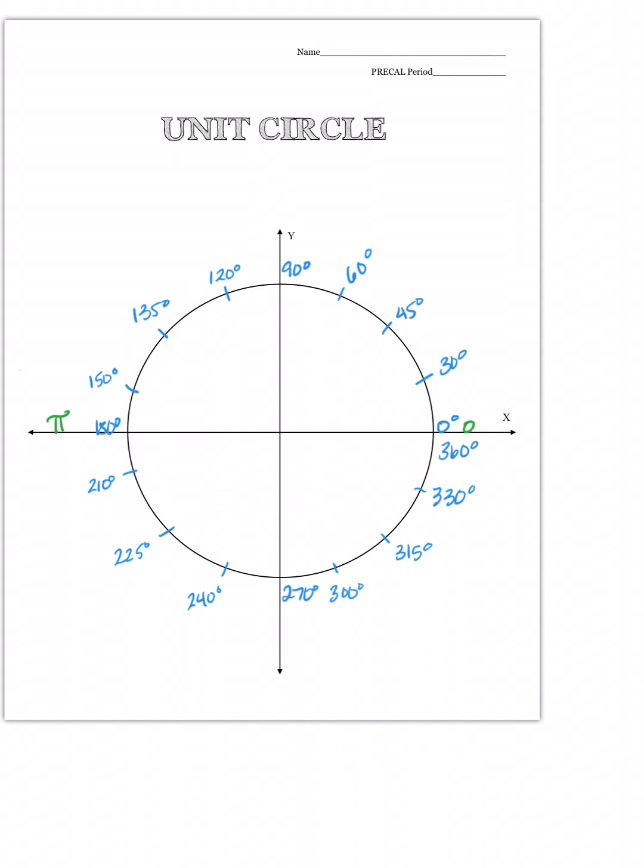180 was pi, remember that? So if we break that in half, that means that 90 is pi over 2. And then anybody remember what 270 was? 2 pi? Almost. 3 pi over 2. Because it has to be more than 1 pi, right? Yep. So 3 pi over 2. So 1.5 pi's. And then a full revolution is 2 pi.